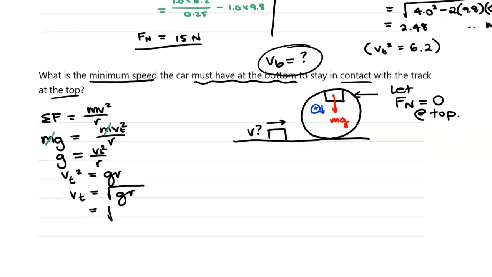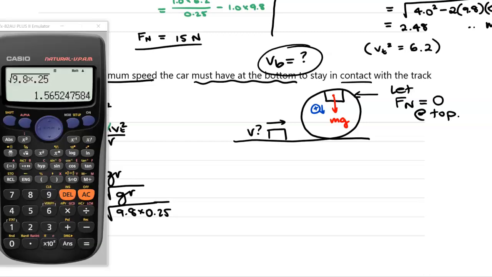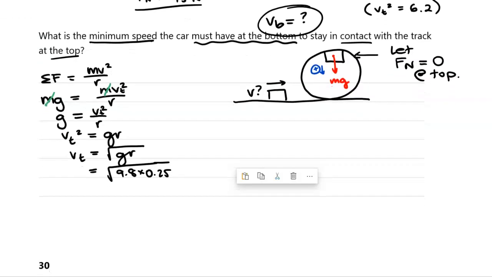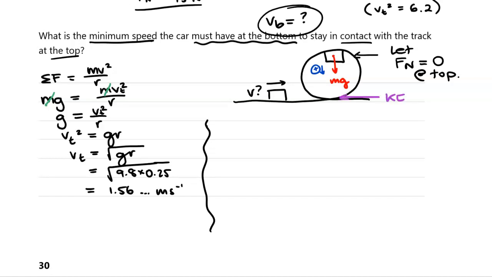So what is that out of interest? That would be the square root of 9.8 times the radius of 0.25. So the velocity at the top will be about 1.56, not rounding it, just clipping it, meters per second. So that's going to be useful when we compare the energy at the bottom. Energy at the bottom, we said, had to be all kinetic energy, with the energy at the top, it's going to be GPE plus kinetic energy.